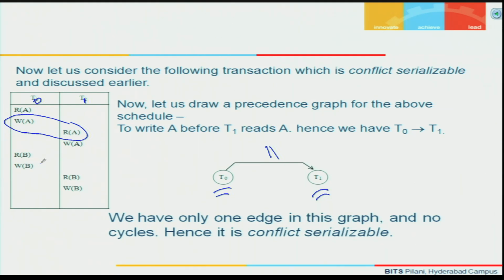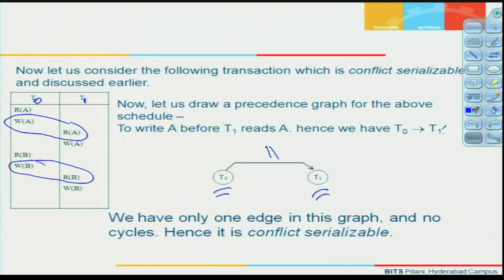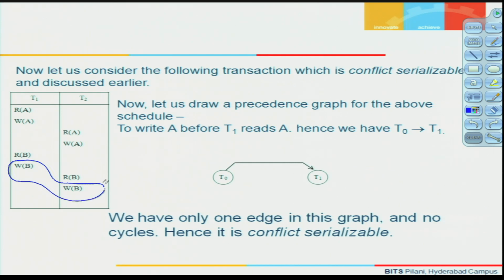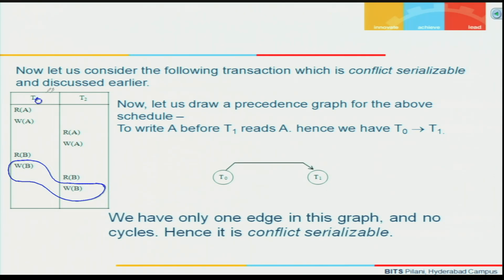And similarly, if you consider this pair of operations, still I can introduce the edge between T0 and T1 only. It is already there, I do not have to worry about that. And then if you consider this pair of operations, still I can introduce an edge from T0 to T1 alone. Can we see any situation where I can draw an edge from T1 to T0? Let us consider it as T0 and this is T1. There is no way that I can draw an edge from T1 to T0.